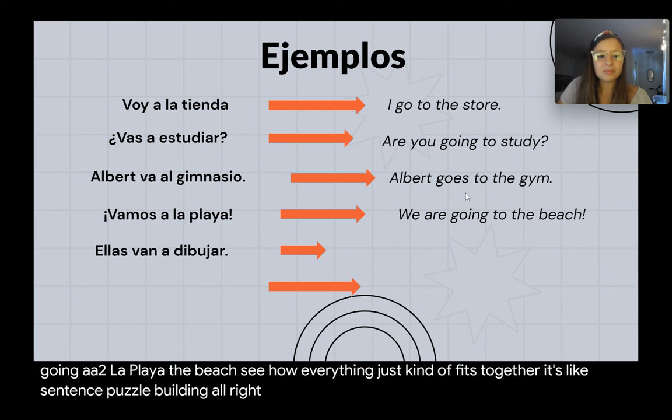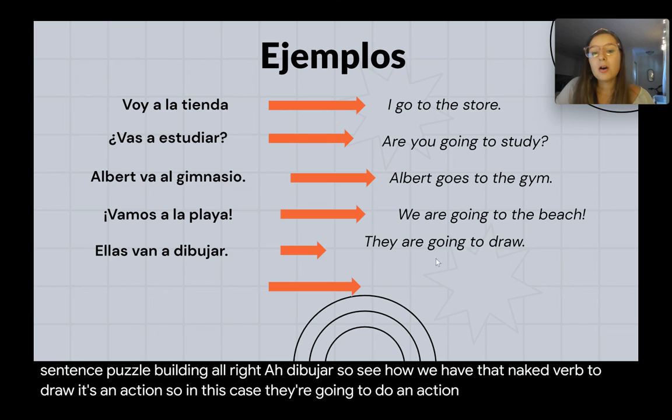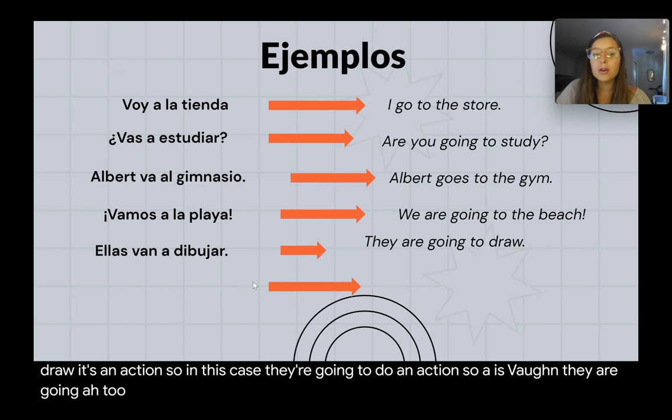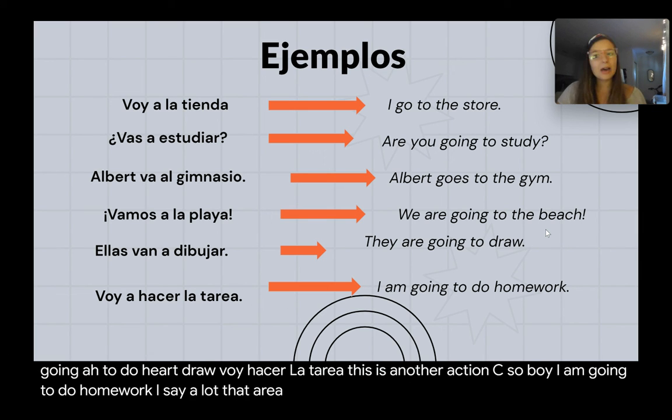All right. Ellas van a dibujar. So see how we have that naked verb to draw? It's an action. So in this case, they're going to do an action. So, ellas van, they are going to dibujar, draw. Voy a hacer la tarea. This is another action, see? So, voy, I am going to do homework, hacer la tarea. See how easy that is?